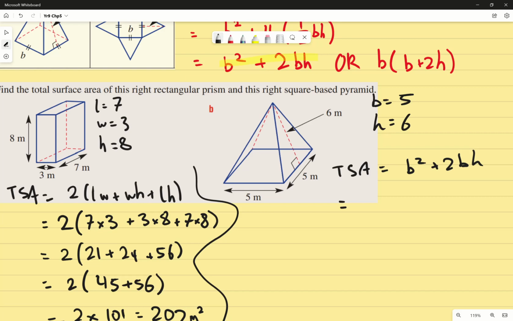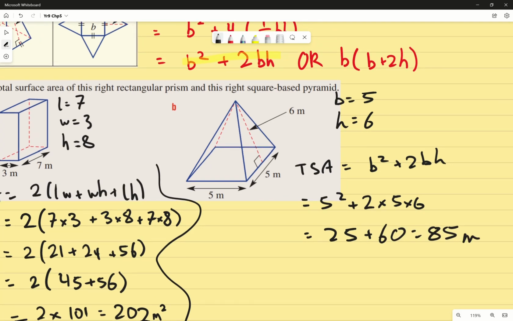Which equals, I'm substituting my values in, 5 squared plus 2 times 5 times 6. Just replacing those letters with the numbers there. Which gives us 25 plus 60, which is 85. And of course, cannot forget meters squared.